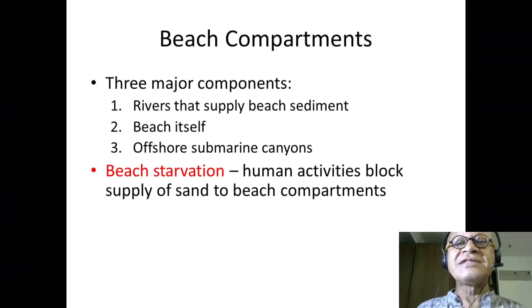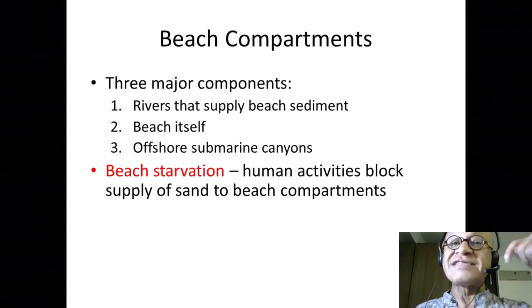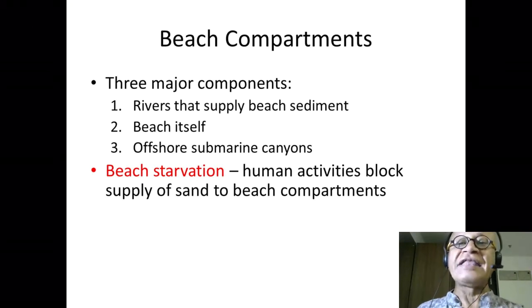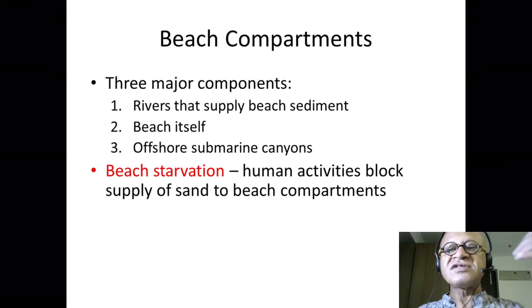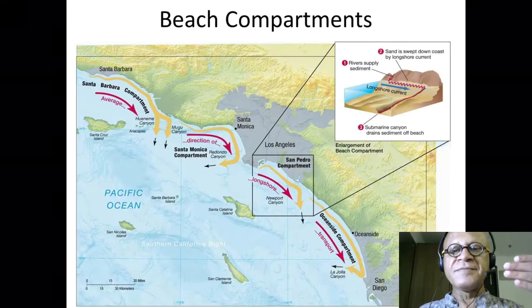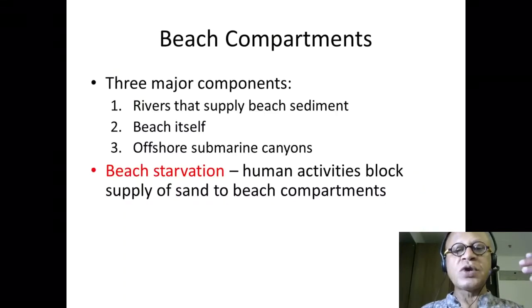So let's add a little bit more detail. I already showed this waterfall of sand in the Monterey Canyon. How are those canyons formed? Basically, the beach compartments are produced by having rivers that supply the beach sediment, and then the beach itself that is receiving the sediment, and then you have these offshore canyons.